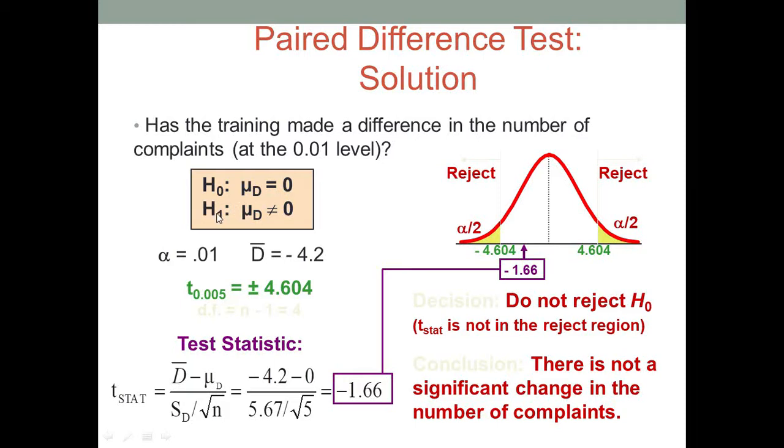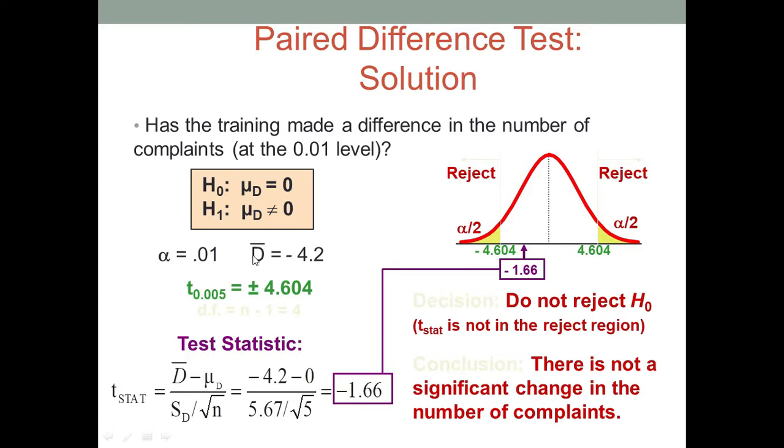So we want to prove that this is the alternative hypothesis. We want to prove that there is a difference in terms of the number of complaints before they went for training and after they went for training. Okay, so not equal to 0 means that there are differences. The third step is that we have to specify what we call the significance level, 0.01.